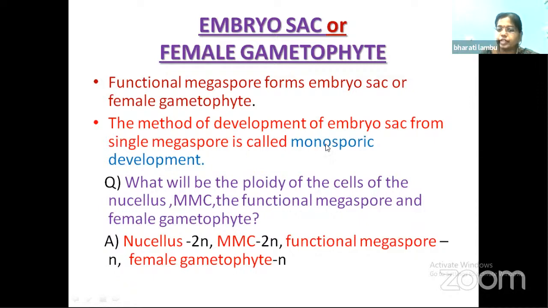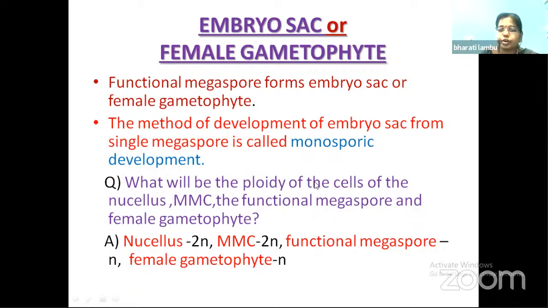There is also tetrasporic development. But generally, monosporic development is seen in the flowering plants. Mono means single. Sporic means spore. What is the spore here? Megaspore. A single megaspore will help in the development of the embryo sac. That is called monosporic development.